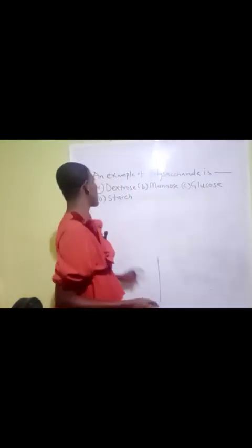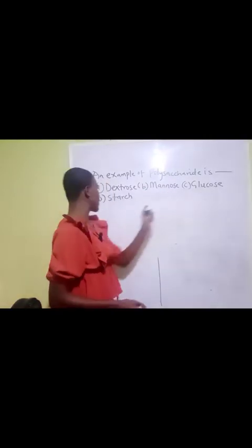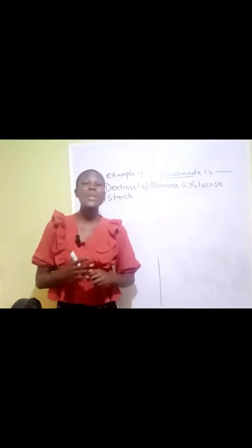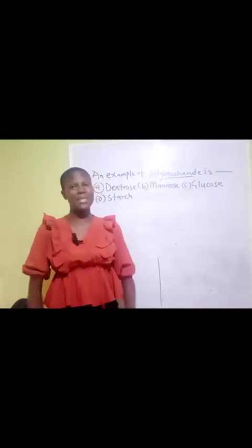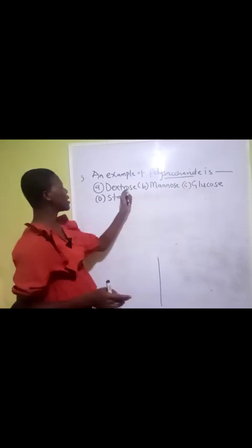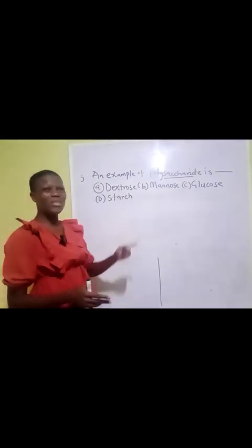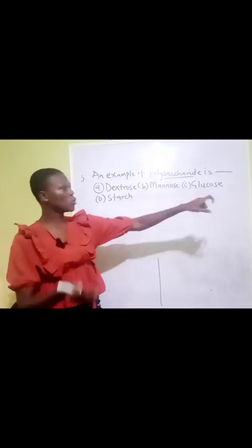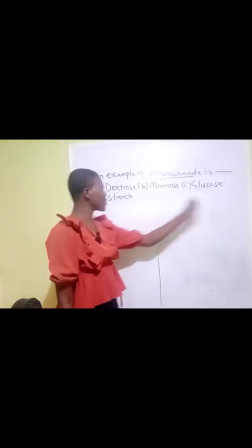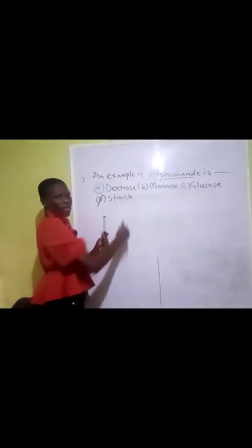And the next question says, an example of polysaccharide is dash. A, dextrose. B, mannose. C, glucose. D, starch. Now what are polysaccharides? Carbohydrates that are made up of long chains of monosaccharides. An example of a monosaccharide is glucose. Dextrose is a monosaccharide, an aspect of glucose. Mannose too is the same thing, a monosaccharide. We have glucose itself. We have starch. So starch is an example of a polysaccharide because it is complex.